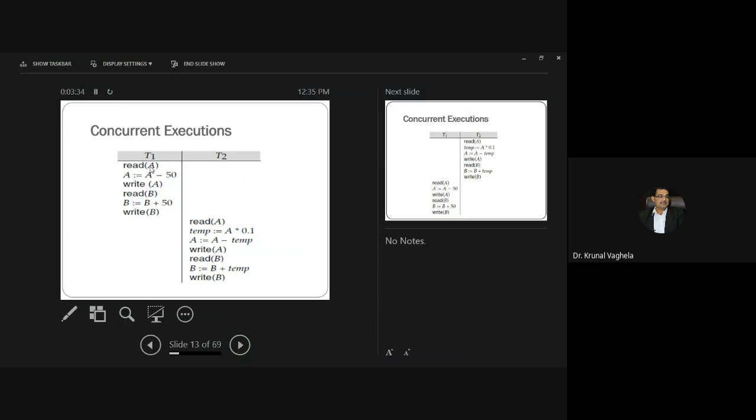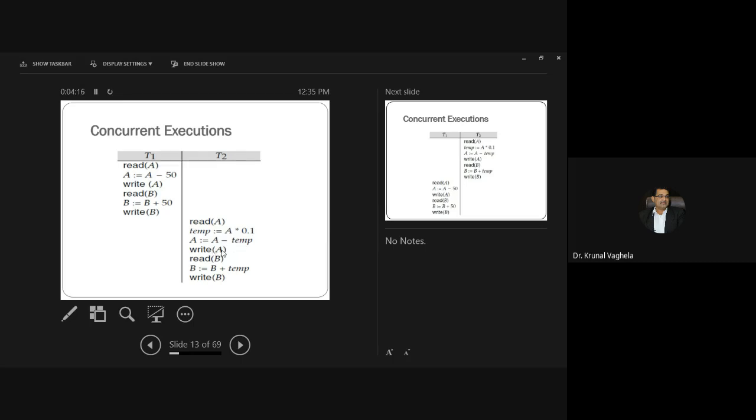So here the value of A is 500. So 50 will be deducted from 500. If I deduct 50 from 500, the value of A is 450. And for B, I am adding 50, so the value of B is 1050. So after T1 gets executed, the value of A is 450 and the value of B is 1050. Now read temp is equal to A multiplied by 0.1. So 450 multiplied by 0.1 is equal to 45. So A is 450, and 450 minus 45 is 405.